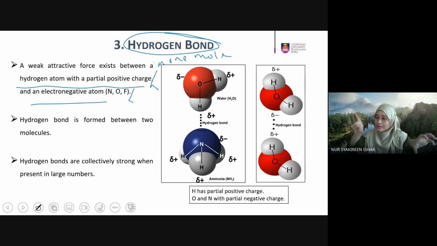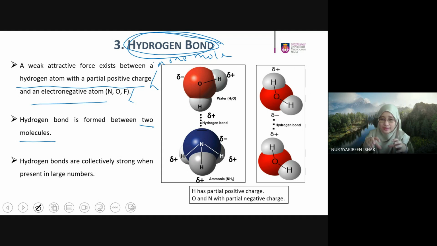So a hydrogen atom has, for example, a partial positive charge, and then another molecule that may have oxygen or nitrogen or fluoride. So these atoms of another molecule that has either N, O or F will have a partial negative charge. Positive and negative will be attracted to one another through the formation of hydrogen bonds. A hydrogen bond is formed between two molecules, with atoms of different molecules attracted to one another due to partial charge.